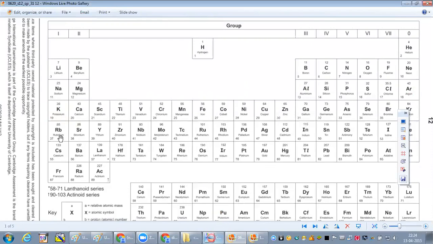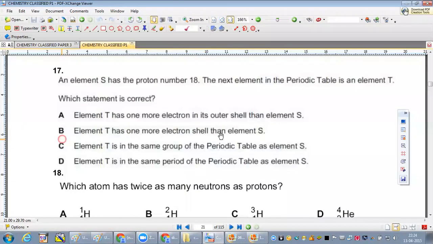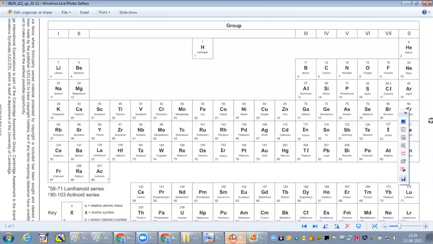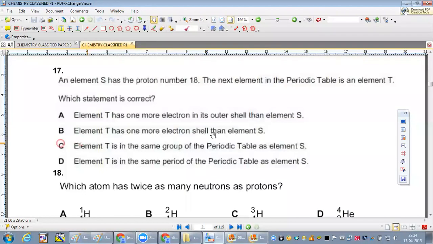Let's look at the second statement. Element T has one more electron shell than element S. Yes, this is true. Because in the case of argon, it is 2,8,8, 3 shells are there. In the case of potassium, it is 2,8,8,1, so 4 shells are there. One shell is more. Okay, so the second statement is correct.